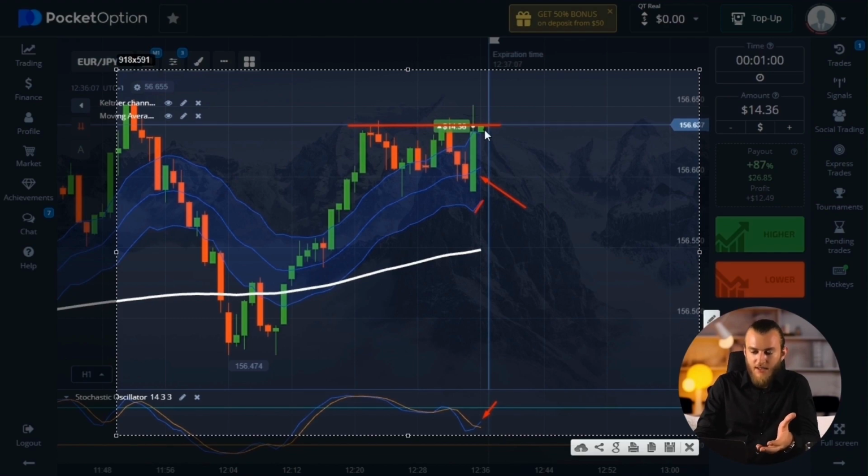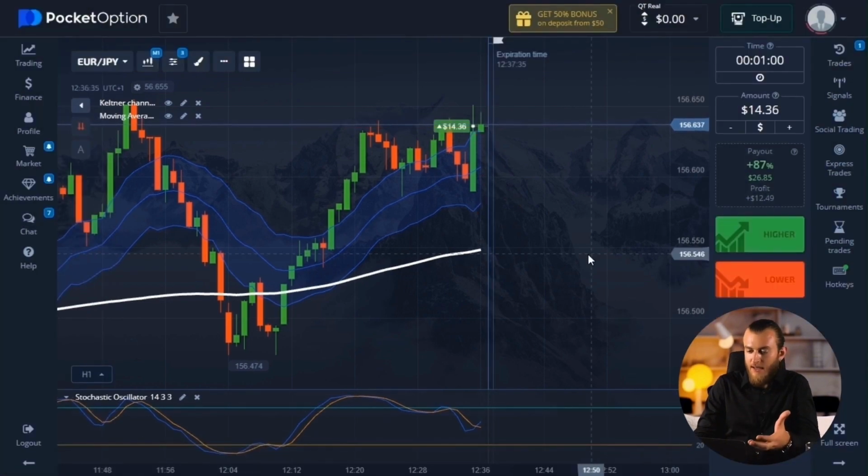Also, mind these lines and pay attention to them carefully. When the narrowing of the Keltner channel boundary takes place, it signifies a potential breakout and departure from the sideways movement pattern.